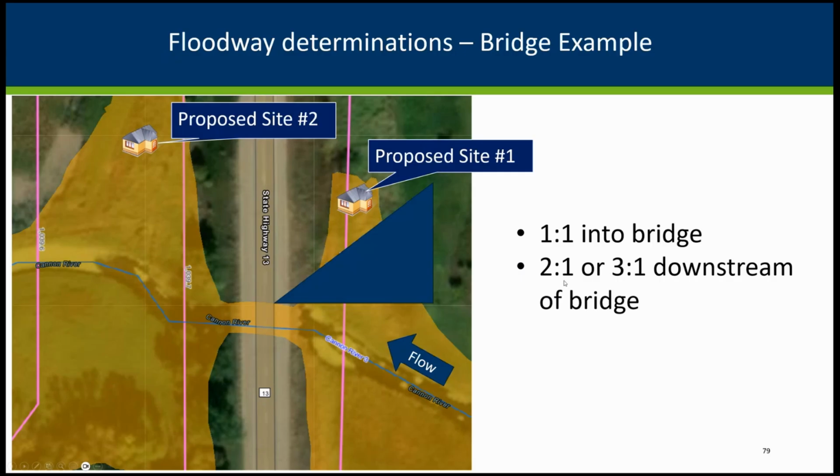Because water expands more slowly than it contracts, we actually use a less strict contraction ratio or expansion ratio here. So 2:1 or 3:1 can be used instead. And then we can show that, yes, this proposed site number 2 is outside of that ratio. So again, this is flood fringe.